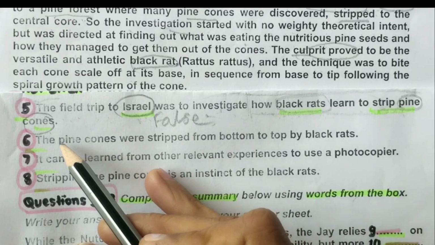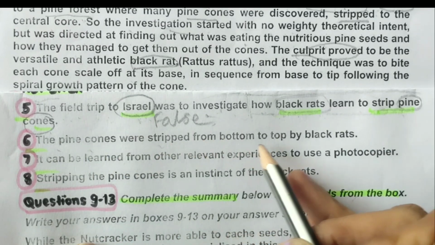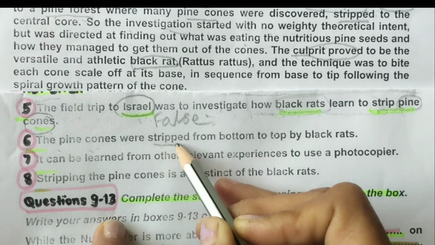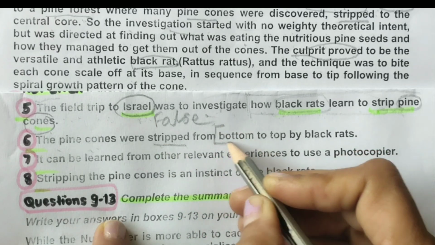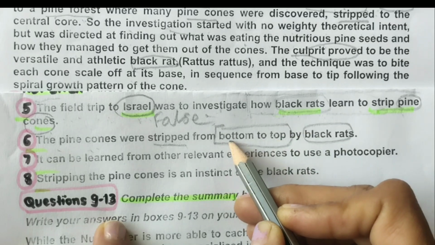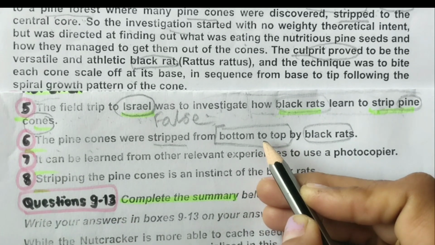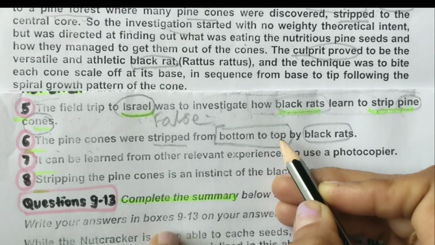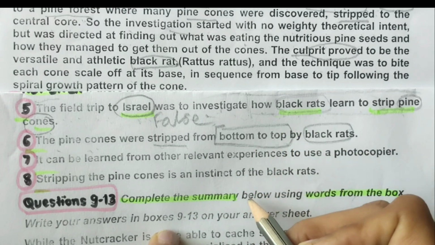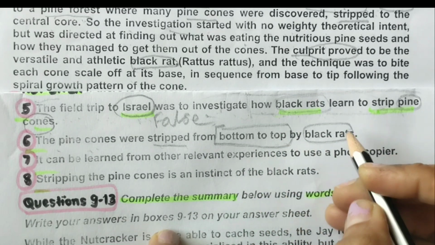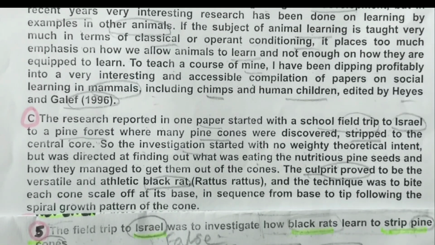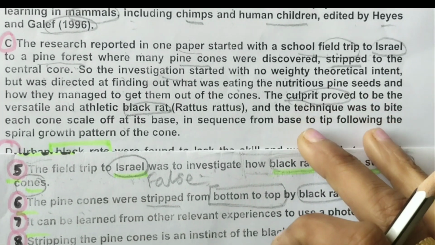Sixth, the pine cones were stripped from bottom to top. Pine cones stripped by black rats will be stripped from bottom to top. If it was from bottom to top, then it will be true, and if it was from top to bottom, from upper to lower, then it will be false, and it should be black rats only. So in the same paragraph I think we will get the location.